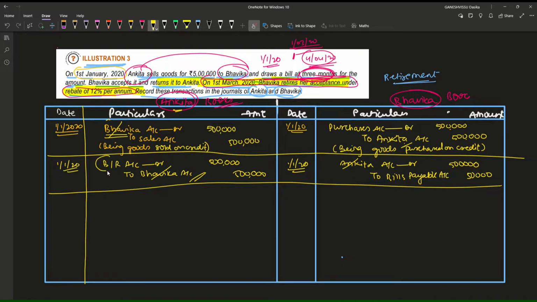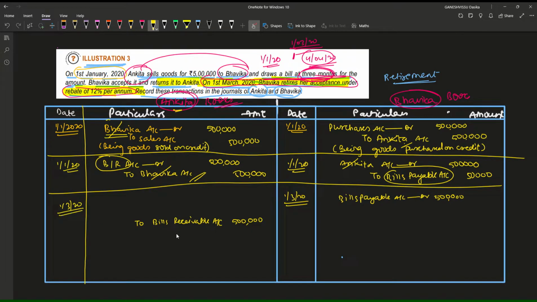Now what we are having are new assets, bills receivable and bills payable. If we want to remove these two, one asset and one liability, what are we going to do? We are going to credit this bills receivable account. In order to remove this liability, we are going to debit bills payable account, for a total of 5 lakh rupees. On which date? On 1st March 2020, we are going to write this entry.